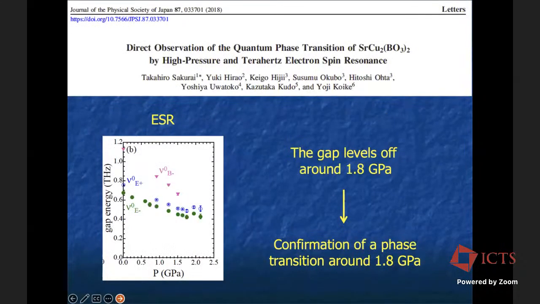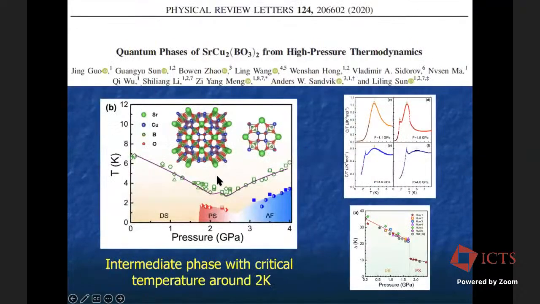There are some IISER data also showing something happening. And then there was this very interesting paper by a Chinese group and Anders Sandvik, who measured the specific heat and showed that there is a maximum of the specific heat. And then here, there is a transition temperature around 2 Kelvin that they interpreted as the transition entering the plaquette phase. So here we have a first order transition.